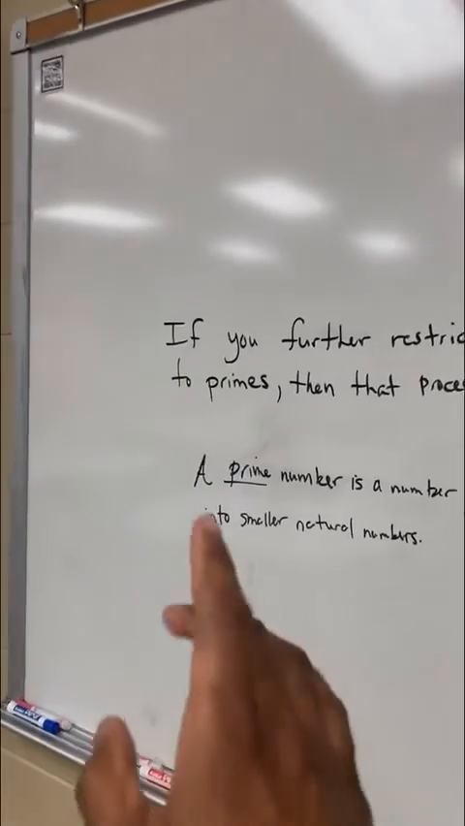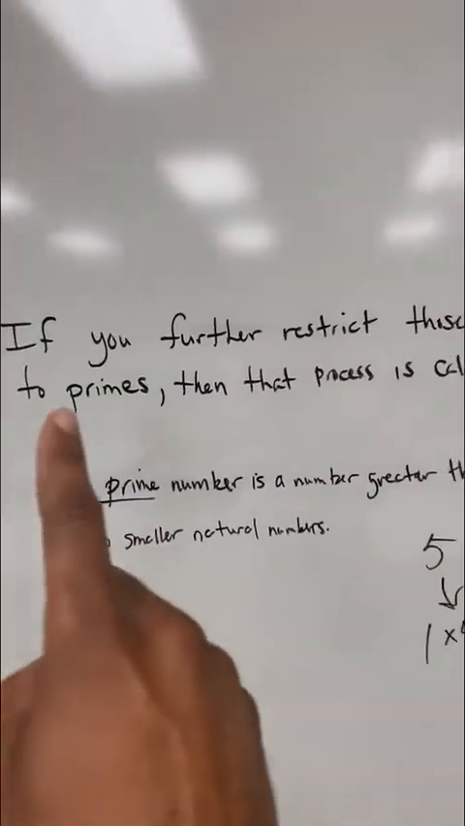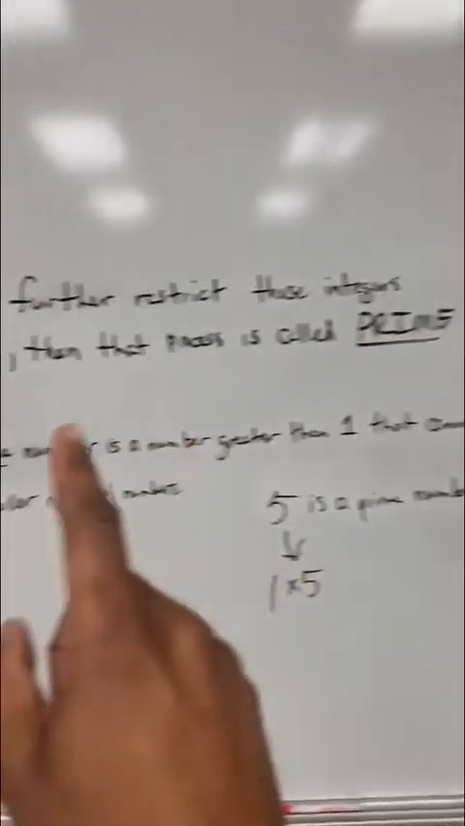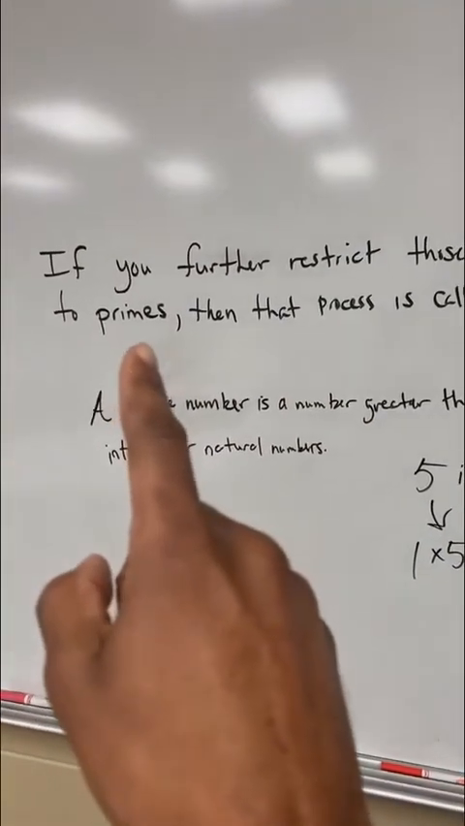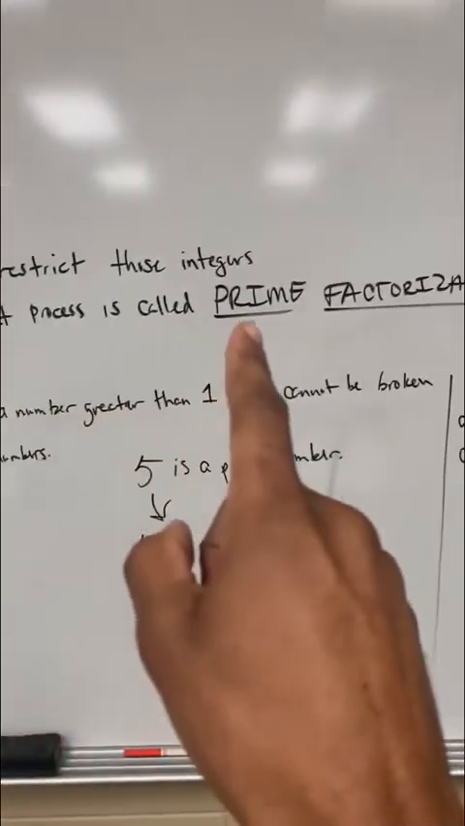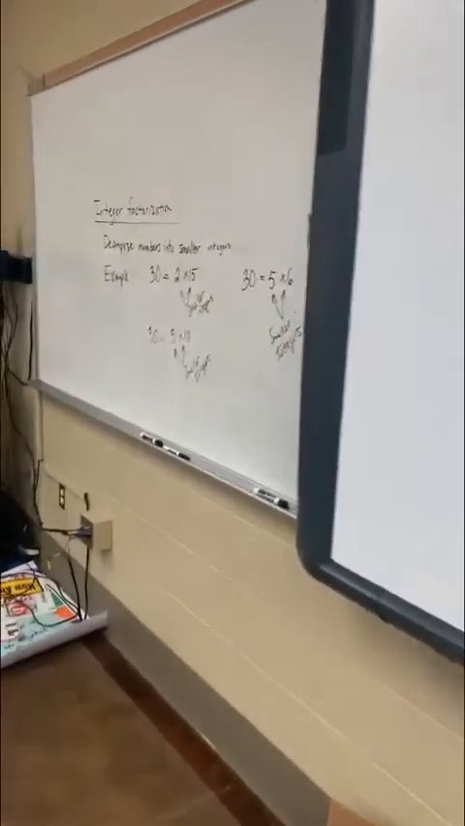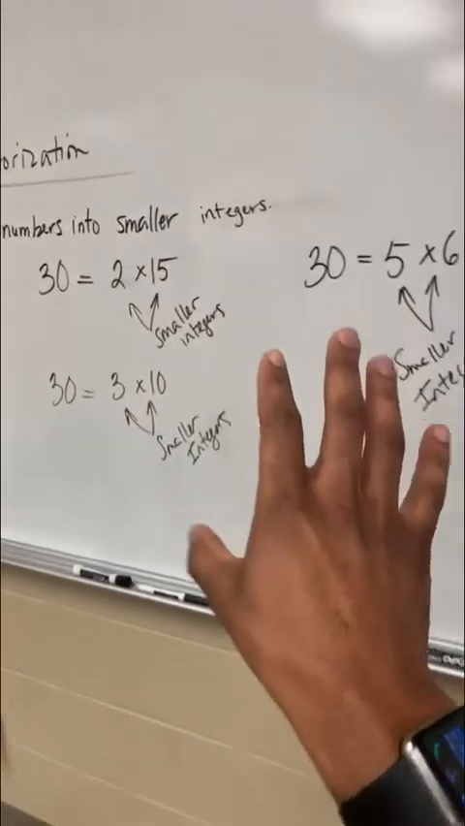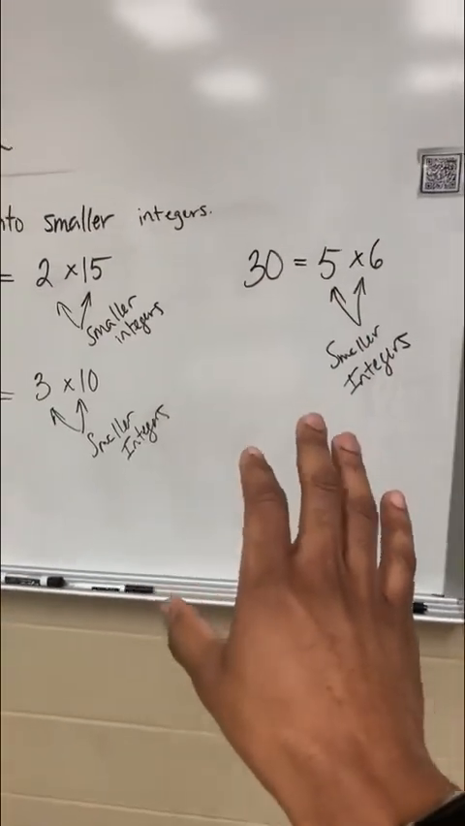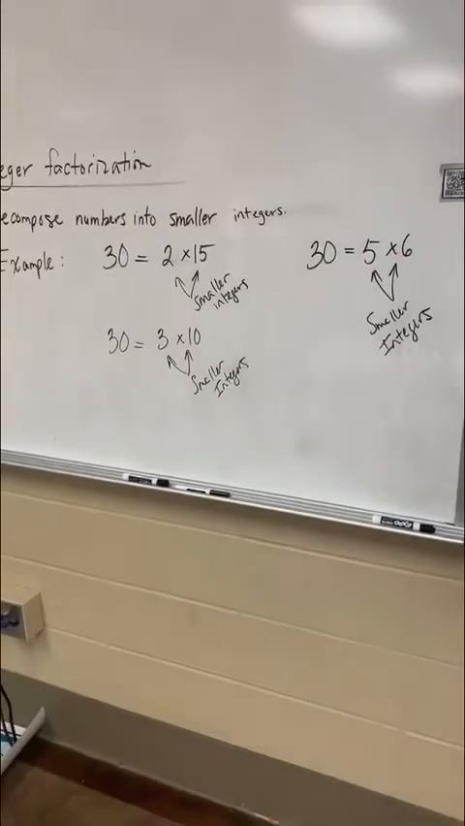So let's move a little bit forward. Now, if you further restrict those integers to primes, then that process is called prime factorization. So if we further take any of these integers and restrict them to prime numbers, then what we'll have is what we call prime factorization.